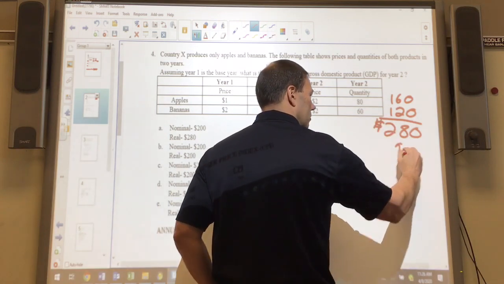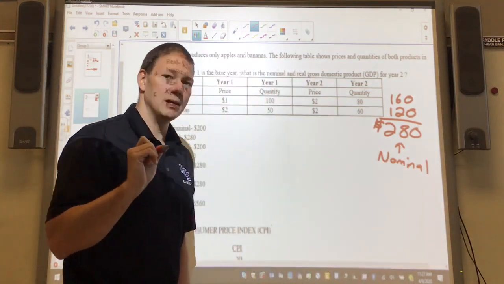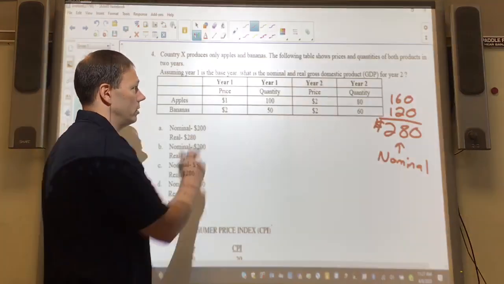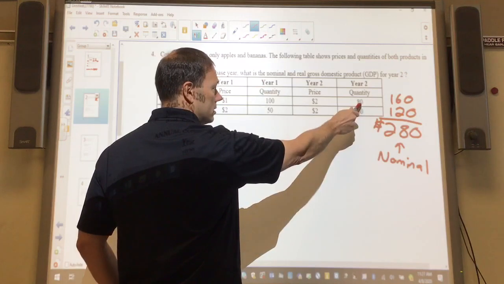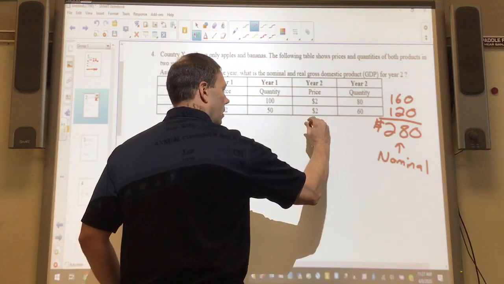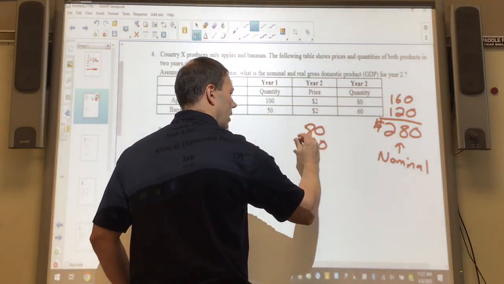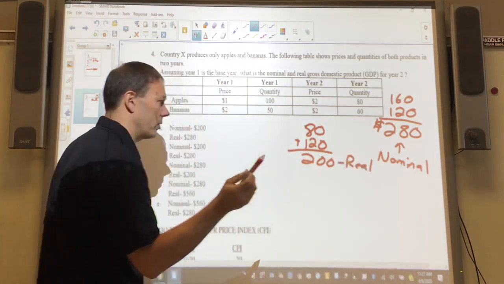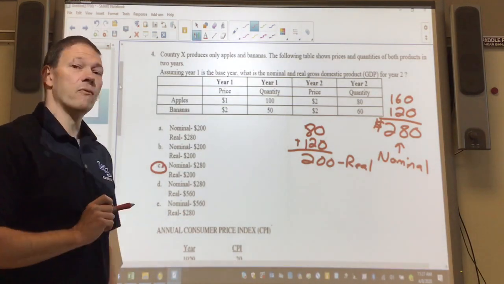Okay, so that's nominal. Now, real GDP is that year's quantity times base year prices. And they tell you that the base year, or year 1, is the base year. So we're going to take year 2 quantities times base year prices. So here we have 80 times 1, which is 80 obviously. 60 times 2 is 120. 80 plus 120 is 200, and that is our real. Okay, so we know that nominal is 280, real is 200, and that looks like letter C to me. So number 4 is C.